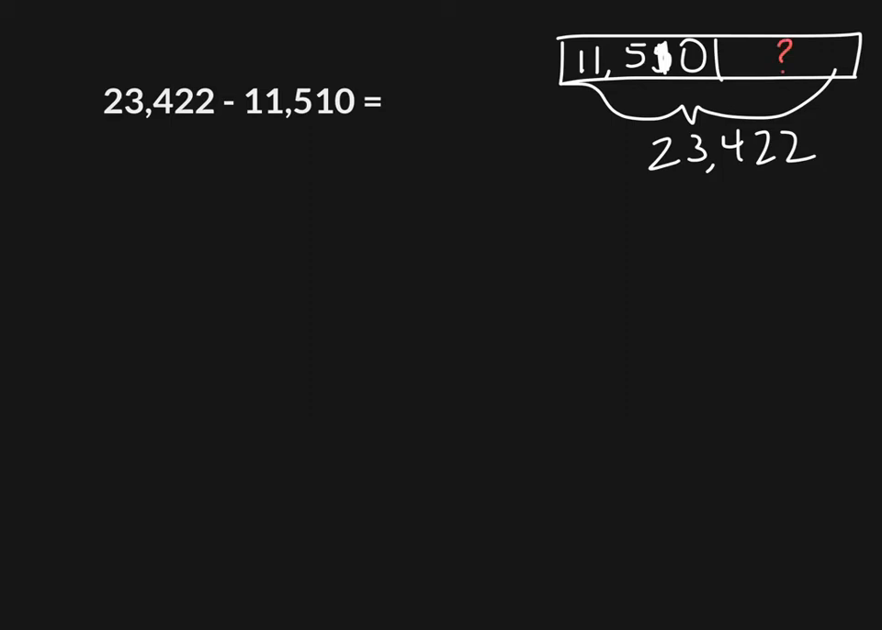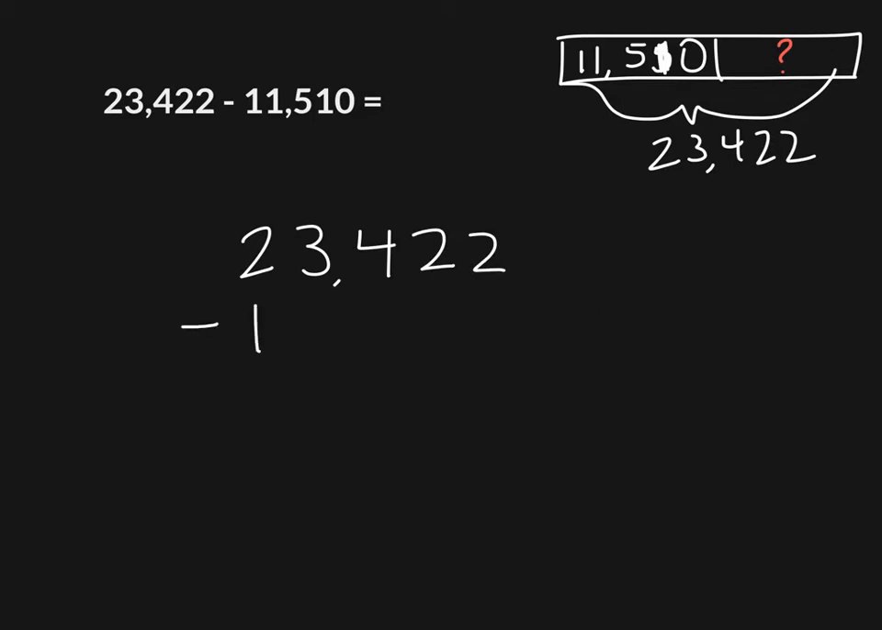Now I can do some estimating, and I can say that this whole is about 20,000, and this part is about 10,000. So I know that this missing part is going to be about 10,000 as well, because 10,000 plus 10,000 would equal 20,000. So keep that number in your mind so we can check our answer. Now for this one, we are not going to use the place value chart. We're going to go right ahead and use that standard algorithm.